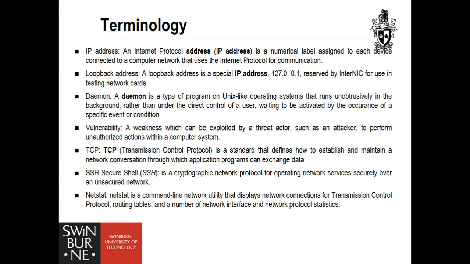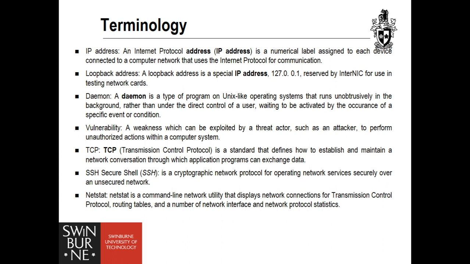As we know, an IP address, or Internet Protocol address, is a numerical label assigned to each device connected to a computer network that uses the Internet Protocol for communication. Second one, loopback address. A loopback address is a special IP address, usually 127.0.0.1. It is reserved by Intel NIC for use in testing network cards.